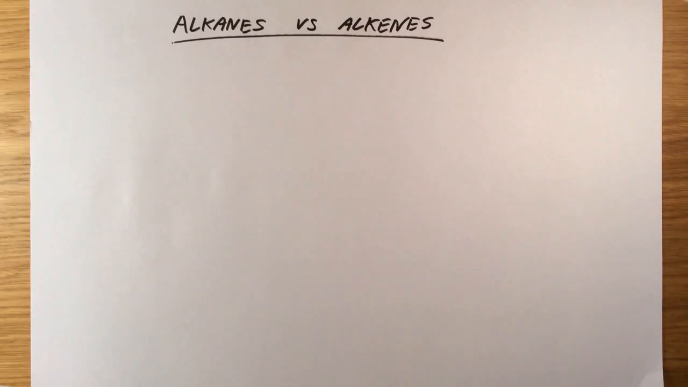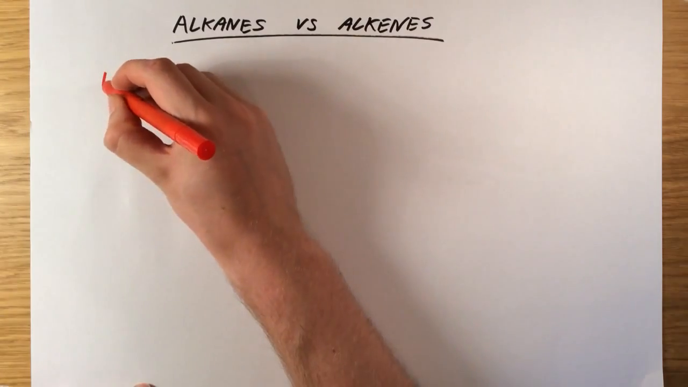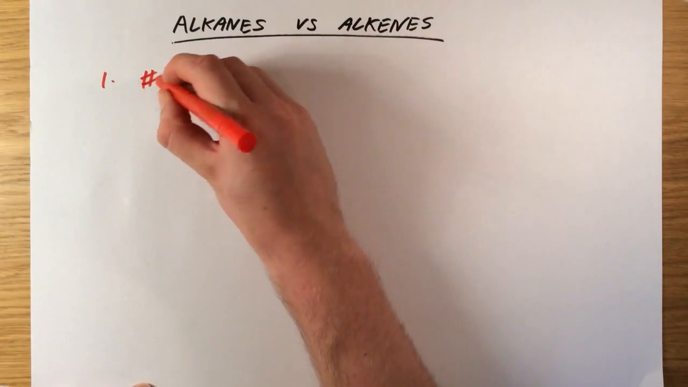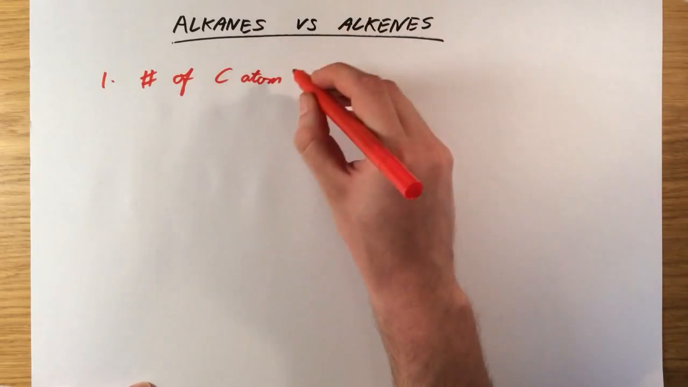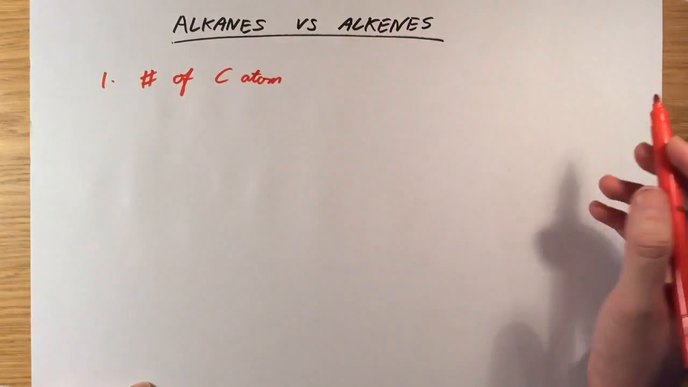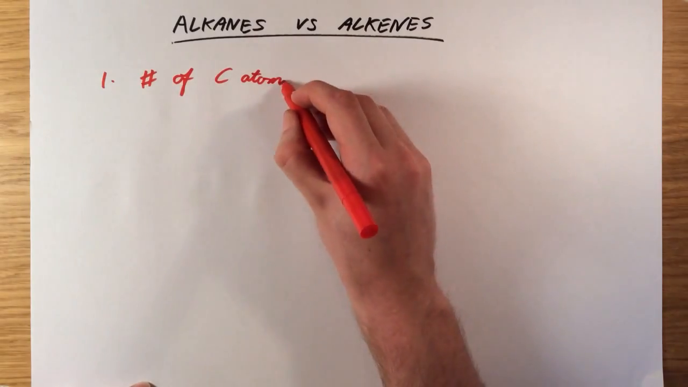As long as you're nice and precise, drawing and naming alkanes and alkenes is very straightforward. There are only two steps you really need to go through. The first one is the number of carbon atoms. Both alkanes and alkenes are hydrocarbons, which means they contain only hydrogen and carbon.